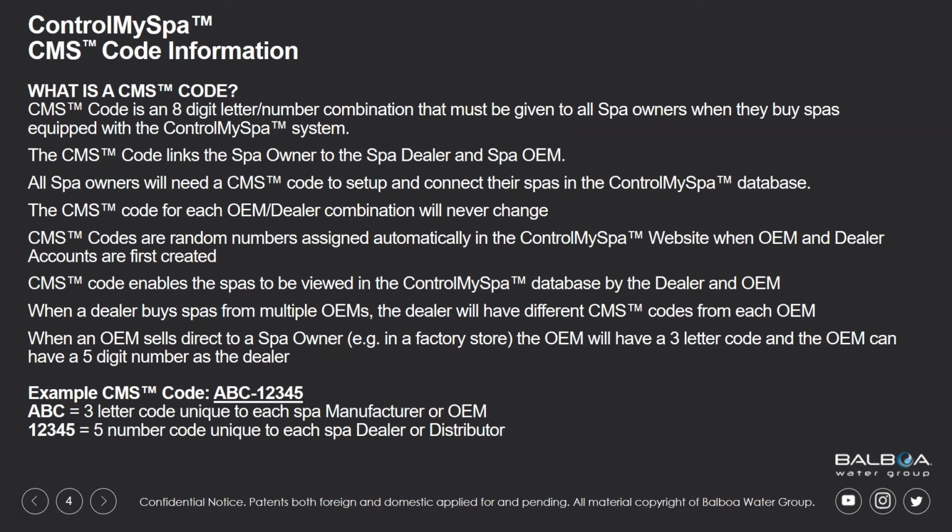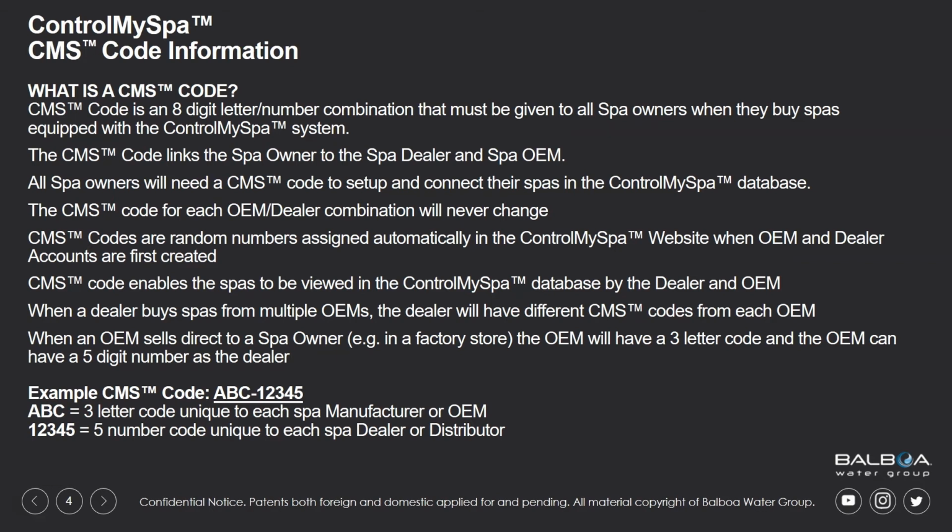The CMS codes are random numbers assigned automatically in the ControlMySpa system website when OEM and dealer accounts are first created. The CMS code enables the spas to be viewed in the ControlMySpa database by the dealer and the OEM. When a dealer buys spas from multiple OEMs, the dealer will have different CMS codes for each OEM. And if an OEM chooses to sell direct to spa owners, like in a factory store, they can set up a dealer of themselves within that OEM account. They would just set that up with a different email address.